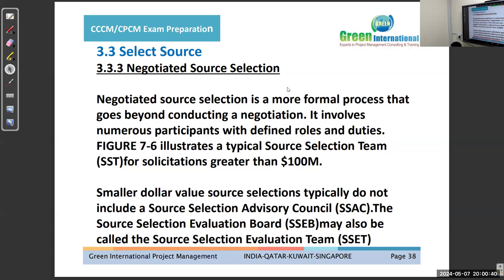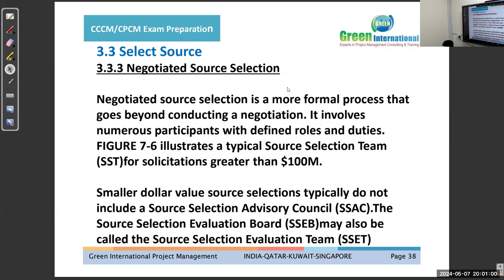Okay. Next competency is 3.3.3, negotiated source selection. Negotiated source selection is a more formal process that goes beyond conducting a negotiation. It involves numerous participants with defined roles and duties.